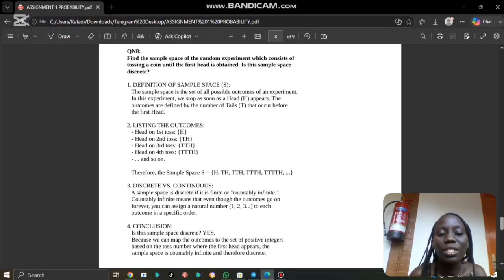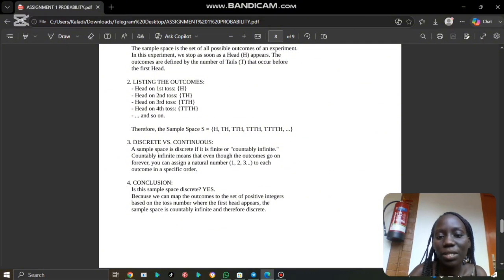Now it creates a sample space that looks something like this. So as long as there is a preceding number of tails, or even, for example, the first case without a tail, and then ending with an H. That's until the first head is gotten. So that's the sample space.